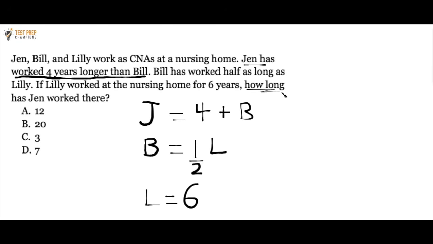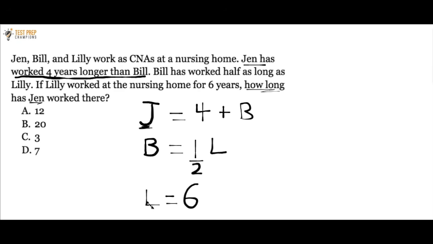And what I really want to find is how long has Jen worked there? So now this just becomes a matter of solving the puzzle here. All right, so what we really want to find is this J. We want to get a number for J. All right, and in order to do that, we first have to find out what B is. And how are we going to find out what B is? Well, we know that L is equal to 6.